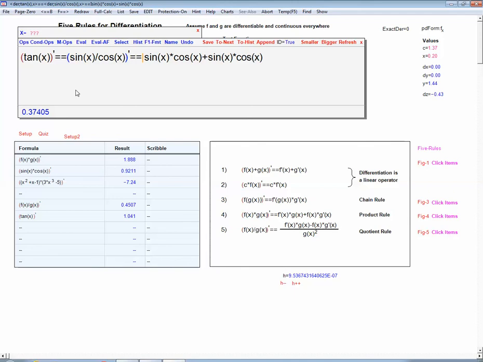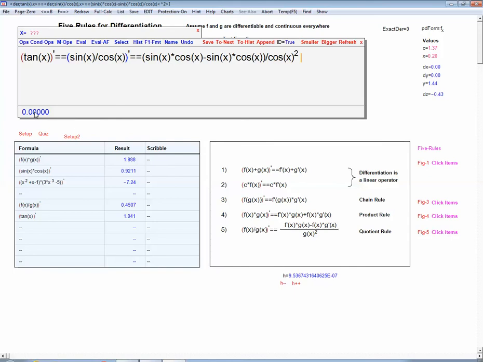And let's put parentheses around it. We need parentheses. So the first thing I'm going to do is divide by the denominator. So that's cosine of x squared. And then I have to put a minus here.